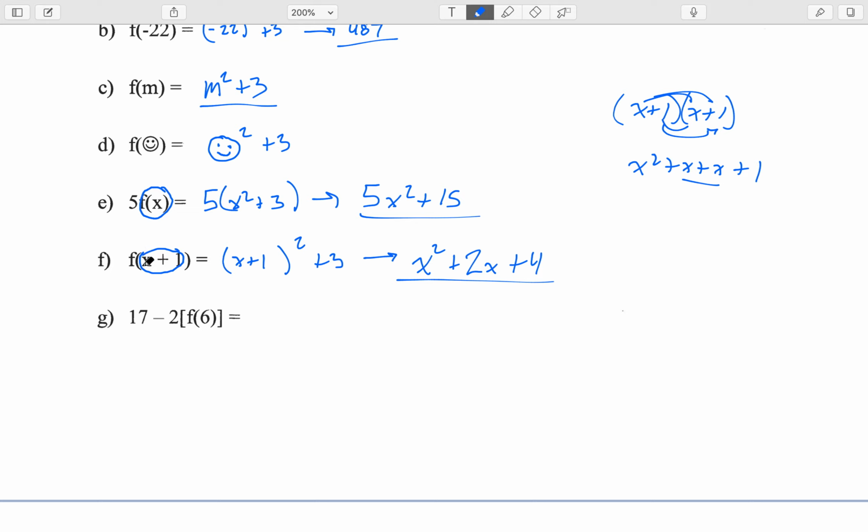Now, this thing has x's in it. Yeah, it's got x's in it. Whoa, what about this thing? 17 take away 2 bracket times f of 6.